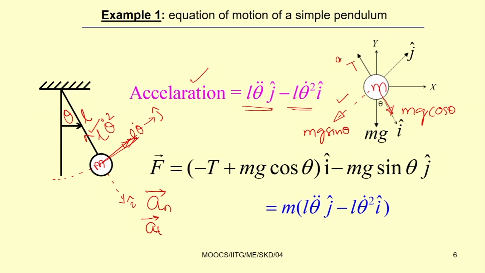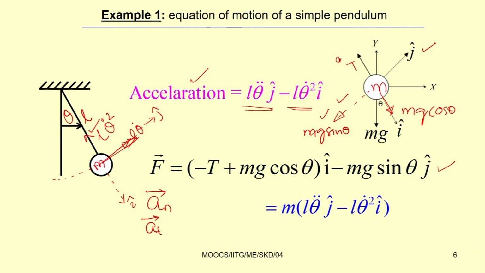Let us write down the total force acting on the system in the vector way. As the i direction is taken downward, the net force can be written as minus T plus mg cos theta, i, then mg sin theta in this direction. As we are taking this direction as positive j, this direction is negative j. So, minus mg sin theta j. This is the net force acting on the mass.